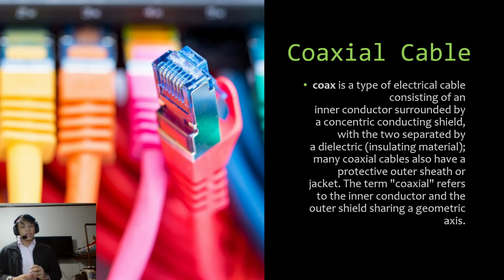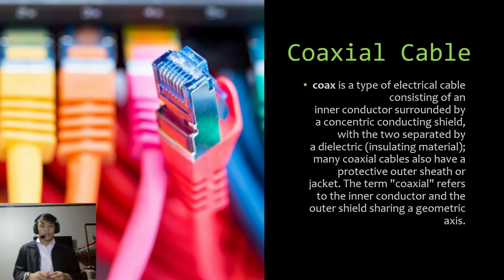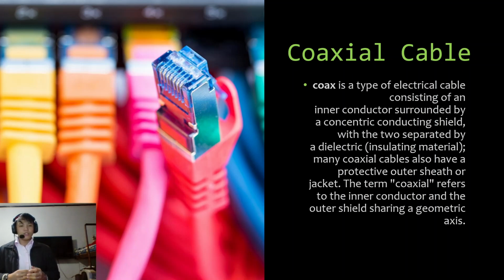So, coaxial cable. Coax is a type of electrical cable consisting of an inner conductor surrounded by a concentric conducting shield, with the two separated by a dielectric. Many coaxial cables also have a protective outer sheath or jacket. The term coaxial refers to the inner conductor and the outer shield sharing a geometric axis.